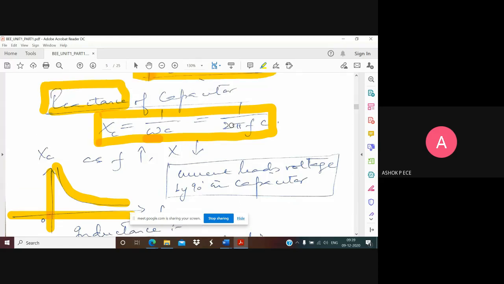What is the reactance of a capacitor at DC? What is the Xc value at DC? Maximum. Infinity. What is the frequency of DC? Zero. I told you in the very first class, DC is constant. Yes, the frequency is going to be zero. So put f is equal to zero here. What will you get as the value of Xc? Infinity. What does infinity mean?